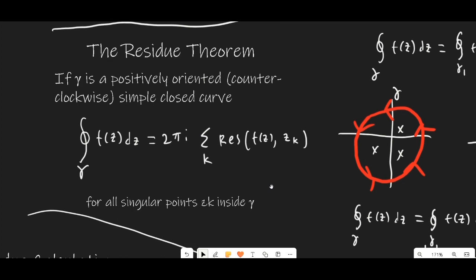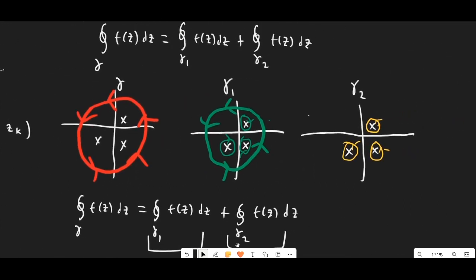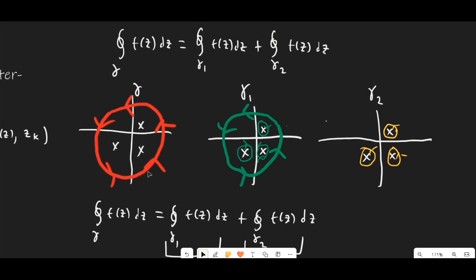So let me go ahead and show you. It's not necessarily a proof, but just a demonstration of how this actually works. We're trying to calculate the integral over this curve gamma, which I've just made a circle, of f of z dz. It has some residues on the inside here. So the way we're going to do this is we're going to consider a second curve, gamma 1.